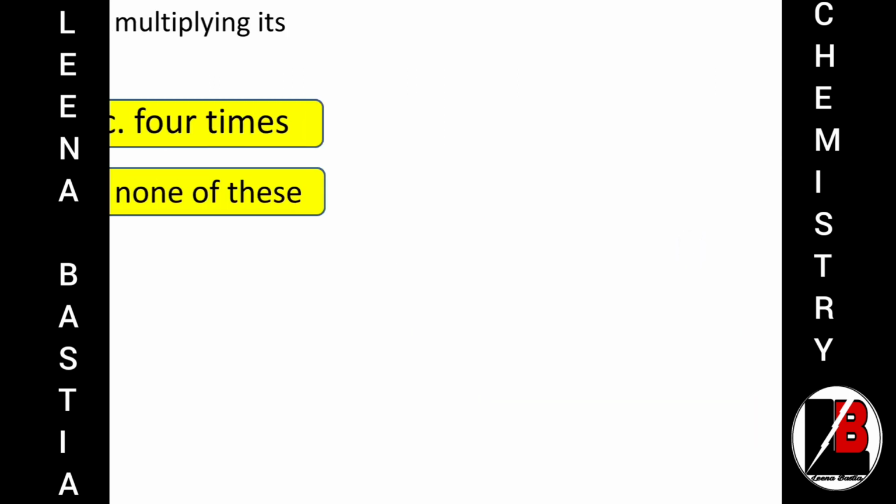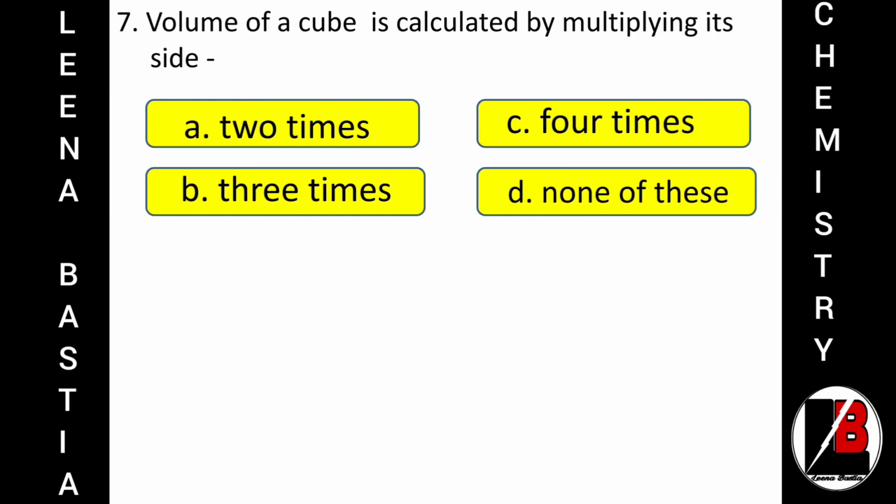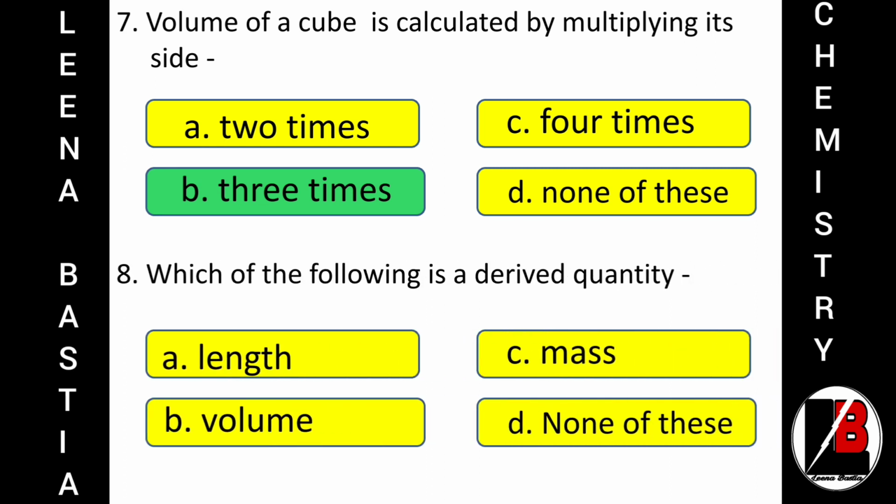So the next question is, the volume of a cube is calculated by multiplying its side how many times? That is what the question is asking. In the options: option A, 2 times; B, 3 times; C, 4 times; D, none of this. So what will be the answer? It is 3 times. Okay. Side into side into side. Question number 8. Which of the following is a derived quantity?